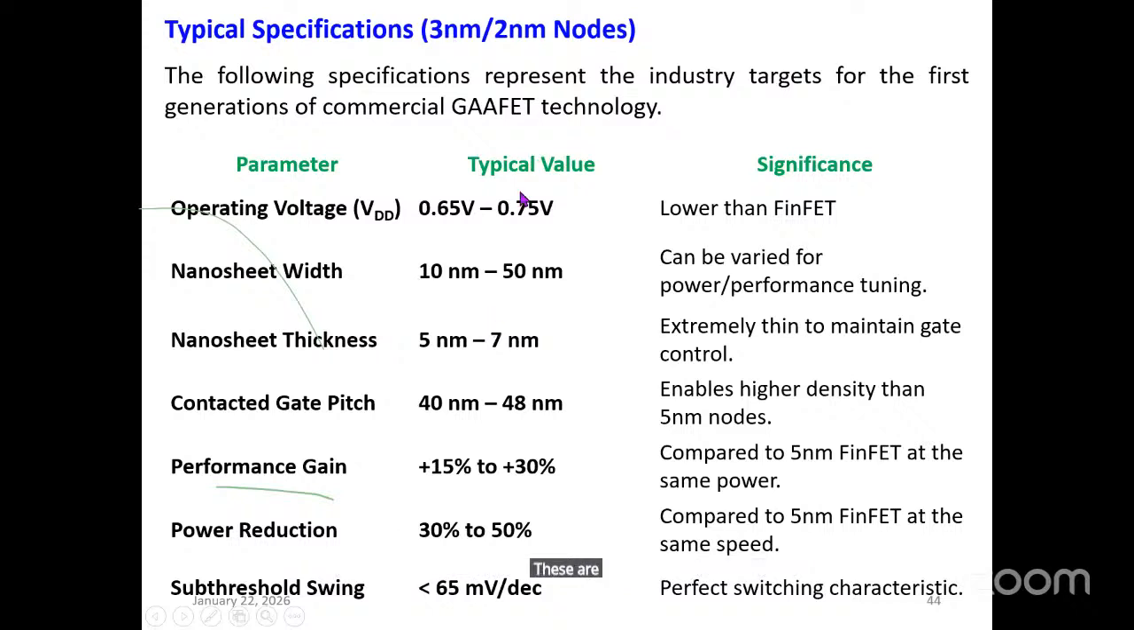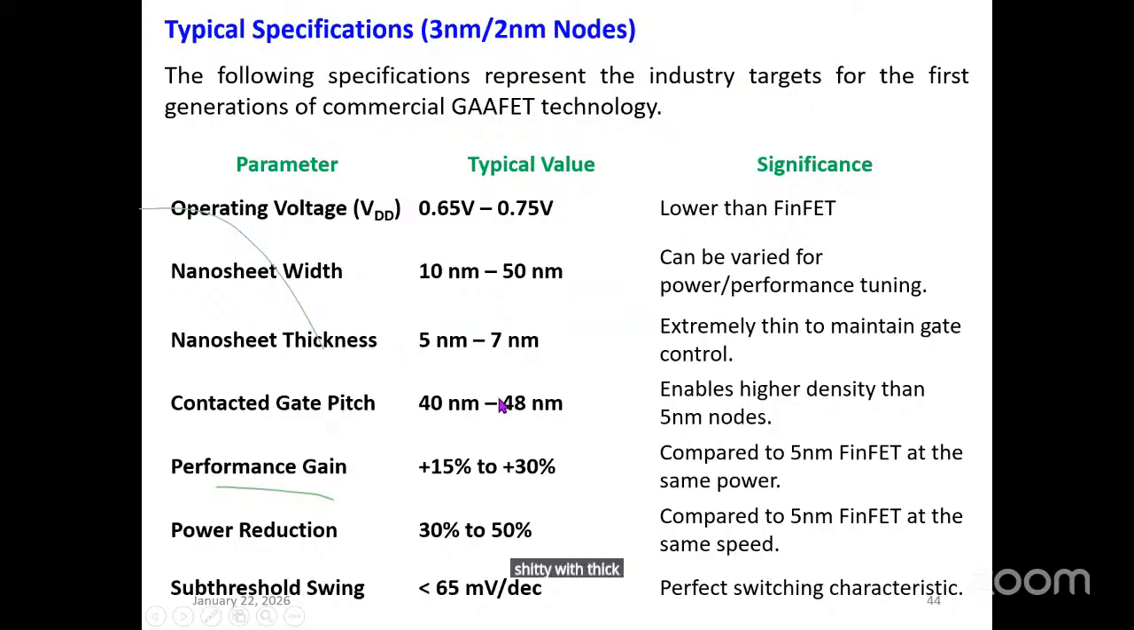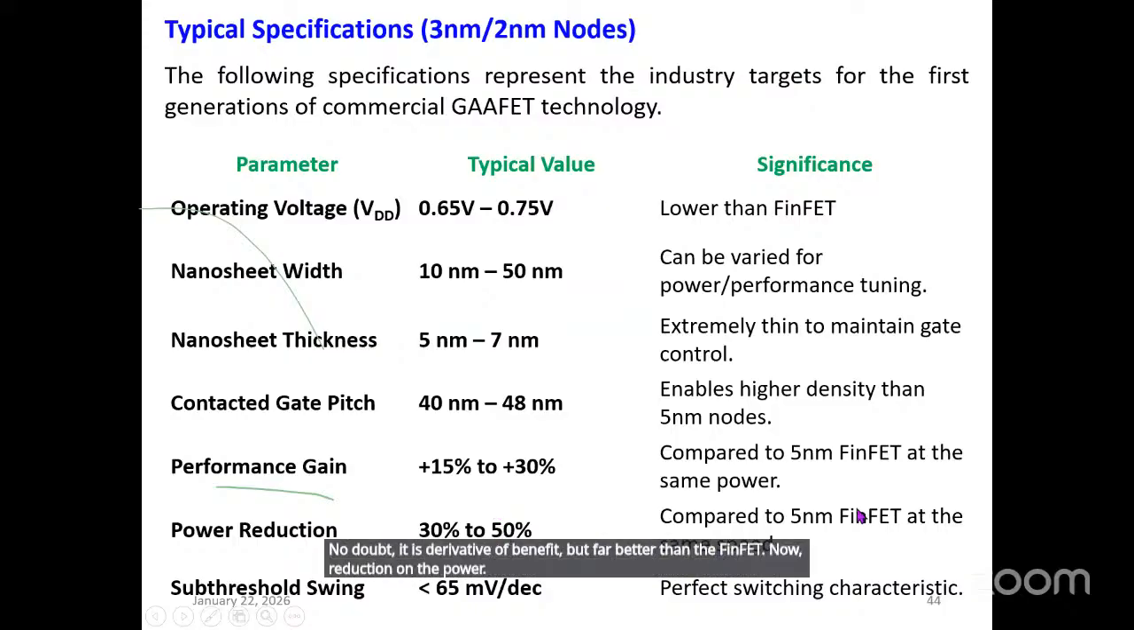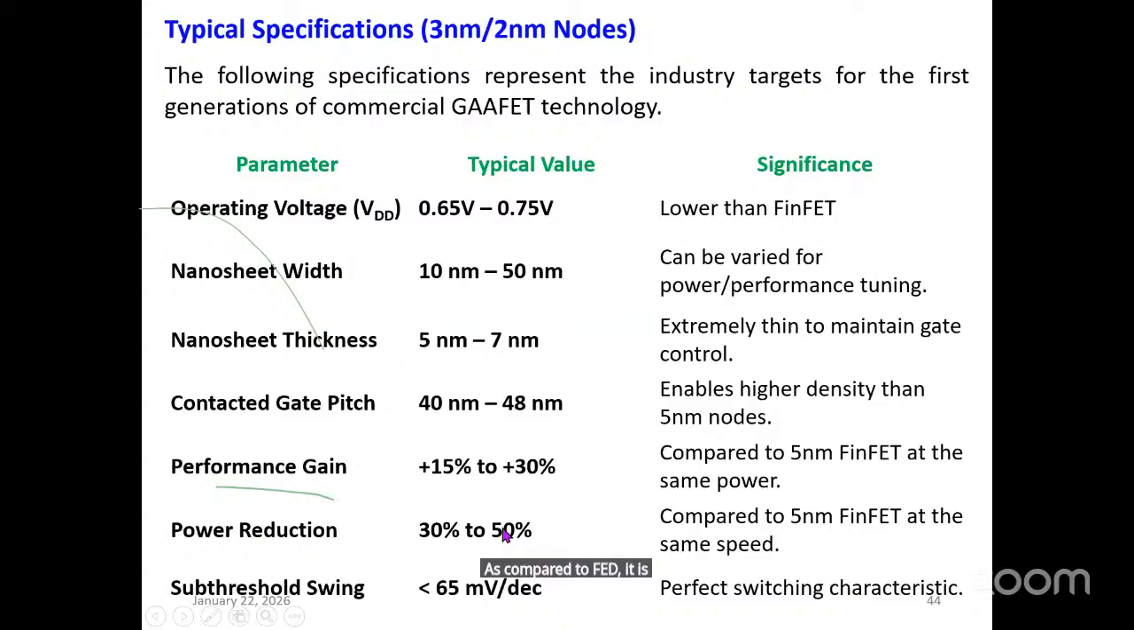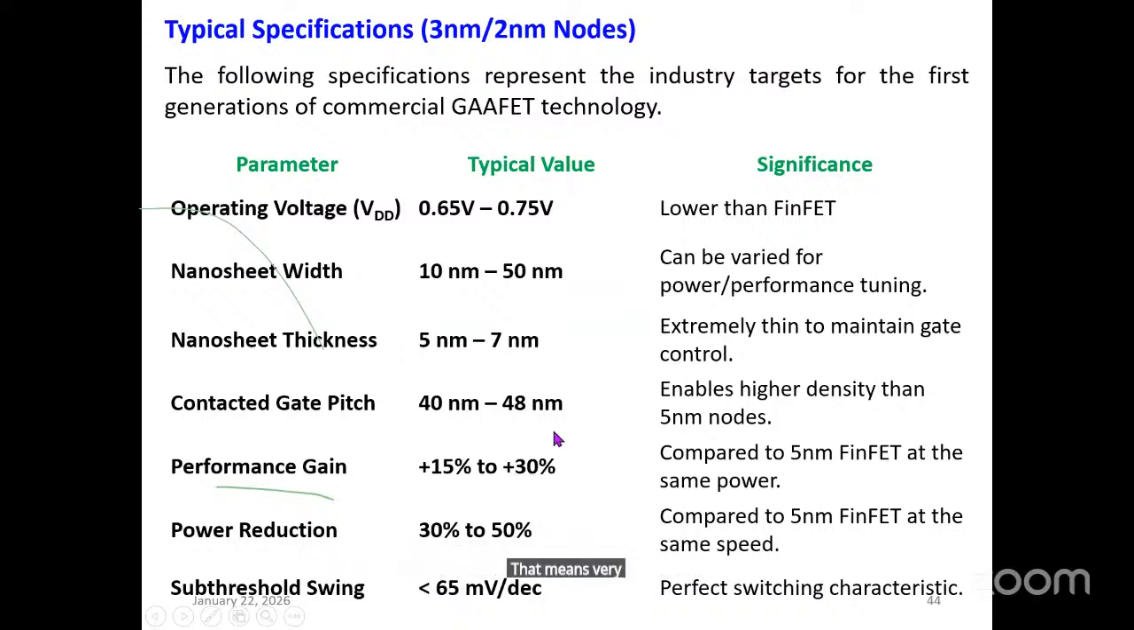These are the typical specifications of this device. Operating voltage is in this range, 0.65 to 0.75, then sheet width, thickness, pitch. This is 15 to 30% better than the FinFET. No doubt, it is a derivative of FinFET, but far better than the FinFET now. As compared to FinFET, it is 50% better in power saving. And the subthreshold swing is again a good value, 65 millivolt per decade. That means a very low amount of leakage.